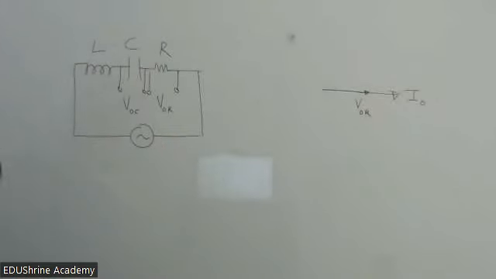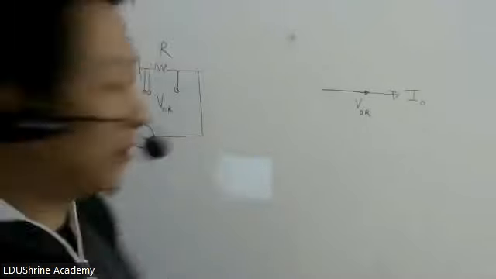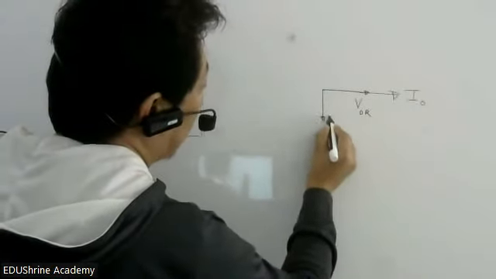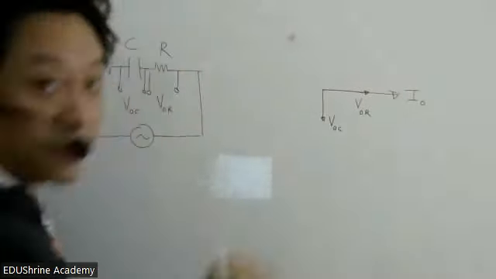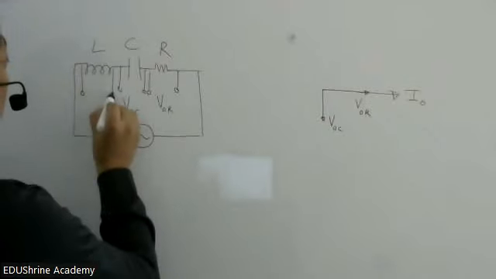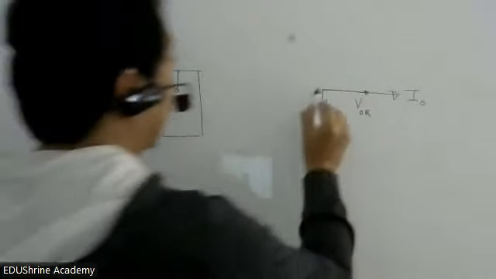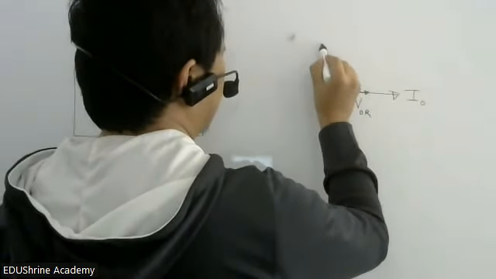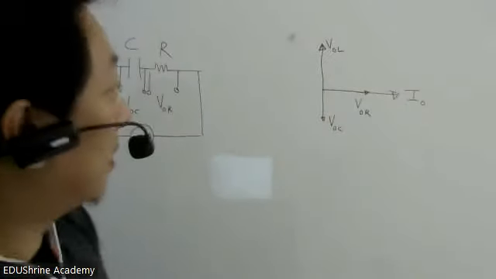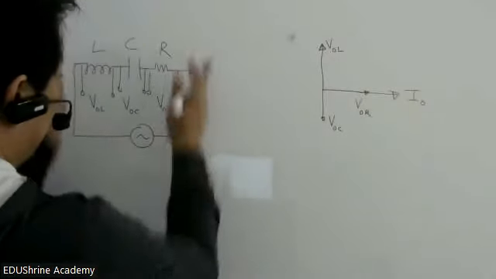Does current lead or voltage lead in a capacitor? Current leads, so voltage lags. So in a capacitor, voltage lags by 90 degrees; it will be behind. And in an inductor, we know current lags, so voltage leads. So this was your phasor diagram. Understood? Now we want to find the total applied peak voltage.